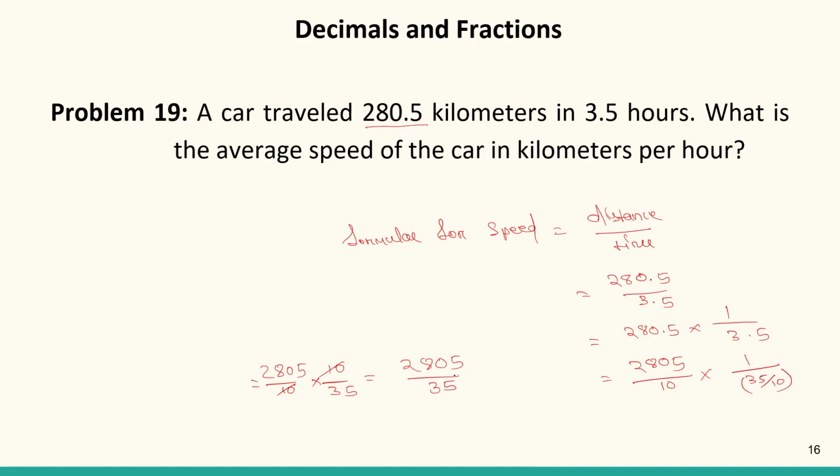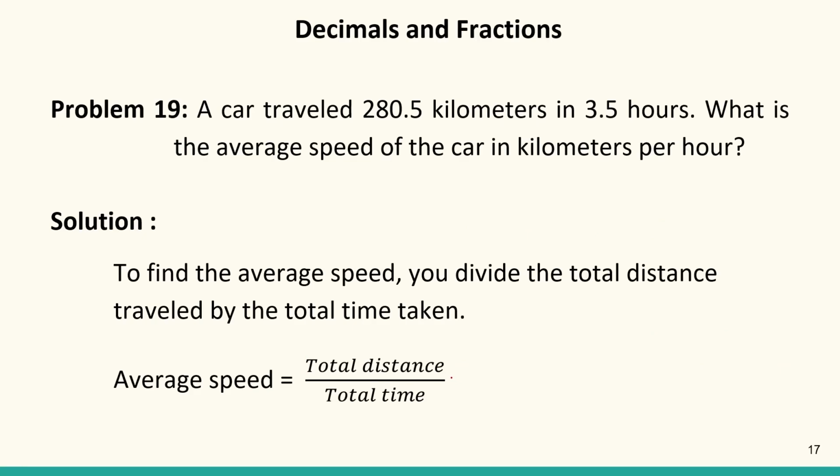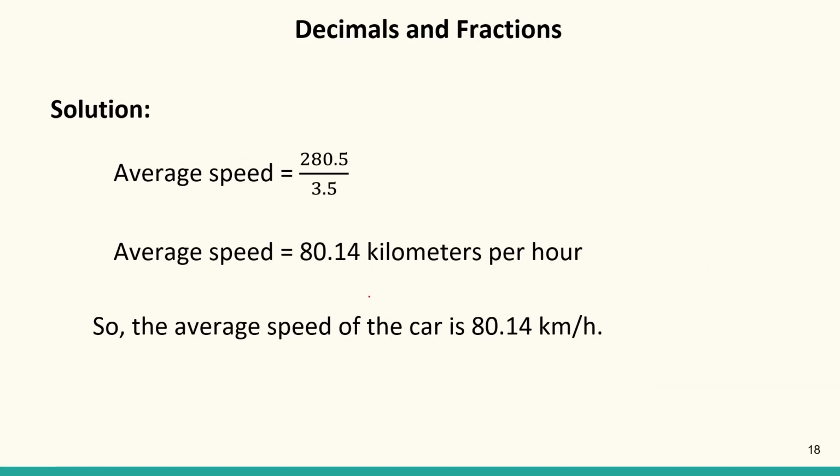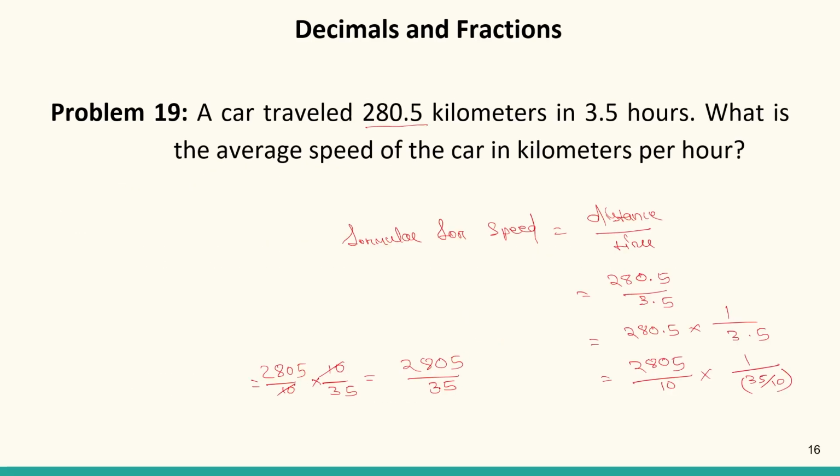So let's see the answer. Total distance by total time. So the average speed is around 80.14 kilometers per hour. The answer will be 80.14 kilometers per hour. So this is approximately equal to 80.14 kilometers per hour. This is the final answer.